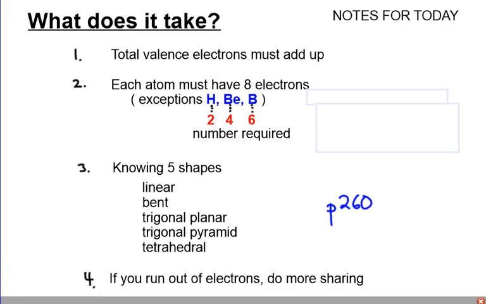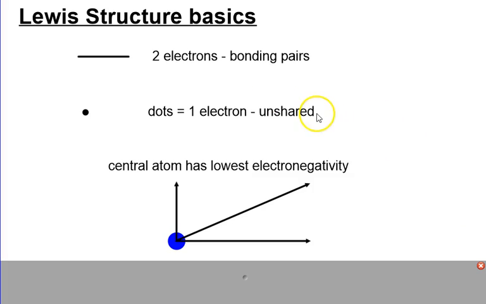And the last thing here, if you run out of electrons, do more sharing. And that doesn't mean much to you right now either. So just take it down, and what will happen is as we go through the next few screens and actually work things out, you're going to remember back to this page and the next, and it will make a whole lot more sense to you then. Okay, so let's go ahead and get over to the next page.